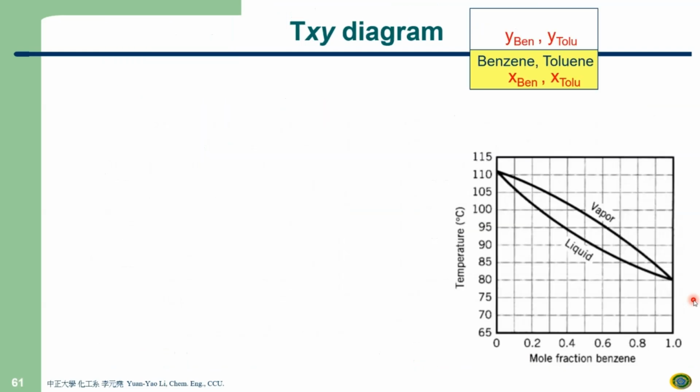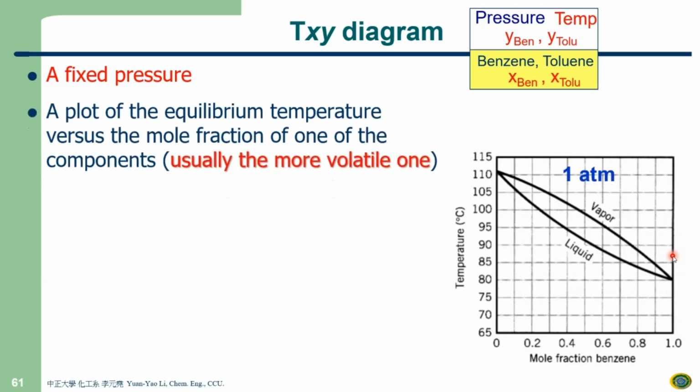So there are some explanations for the TXY diagram. The pressure is fixed, at least in this graph it is 1 atm. If you have 2 atm, this graph will change, so we just focus on 1 atm here. It is a plot of the equilibrium temperature versus the molar fraction of one of the components, because this is a binary system.